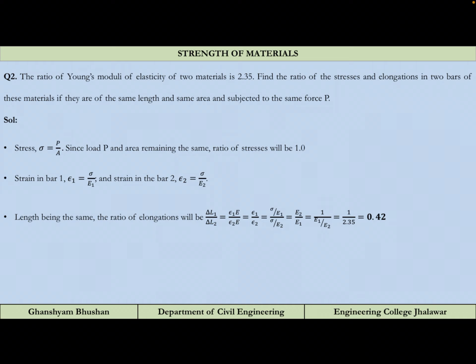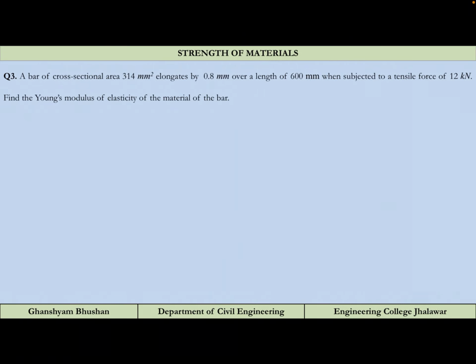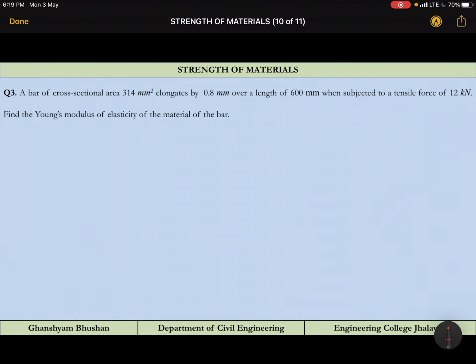So this was a very small and easy problem, just to give you the feeling of how the modulus of rigidity is affecting the deformation. Let us move to the next problem. A bar of cross-sectional area 314 mm square elongates by 0.8 mm over a length of 600 mm when subjected to a tensile force of 12 kN. Find the Young's modulus of elasticity of the material of the bar. So let us see how we can proceed.